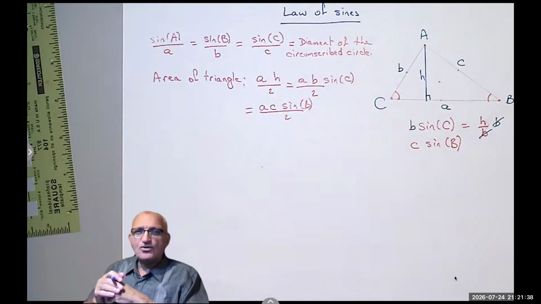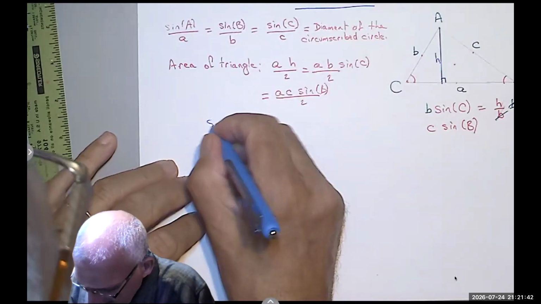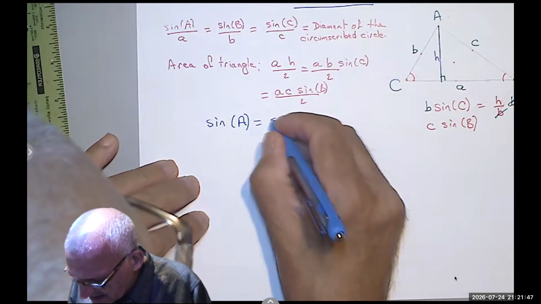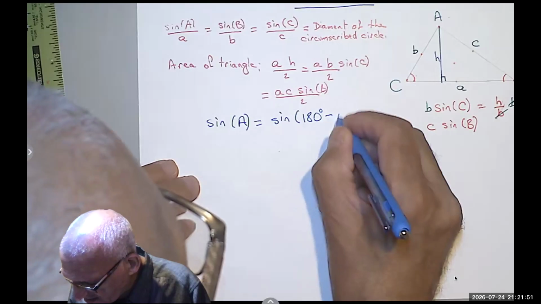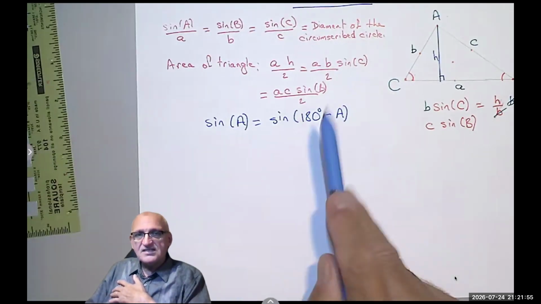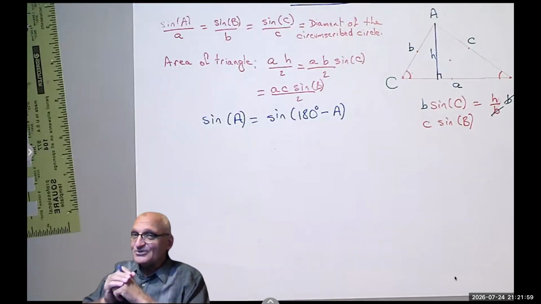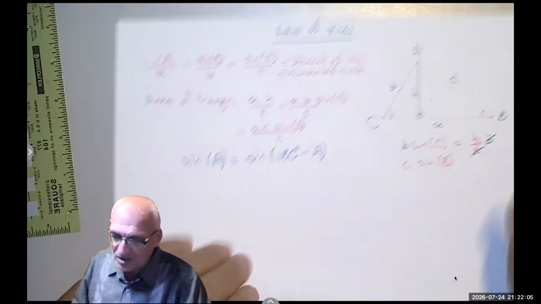I know it's a little confusing, but if you remember that the sine of any angle A equals the sine of 180 degrees minus A, right? Because this is in the first quadrant, this is in quadrant 2, and the sine is positive in both 1 and 2. So let's see that in some of the problems you are going to encounter.